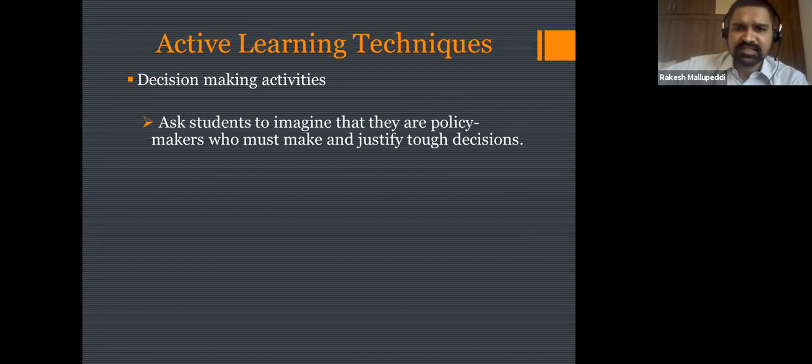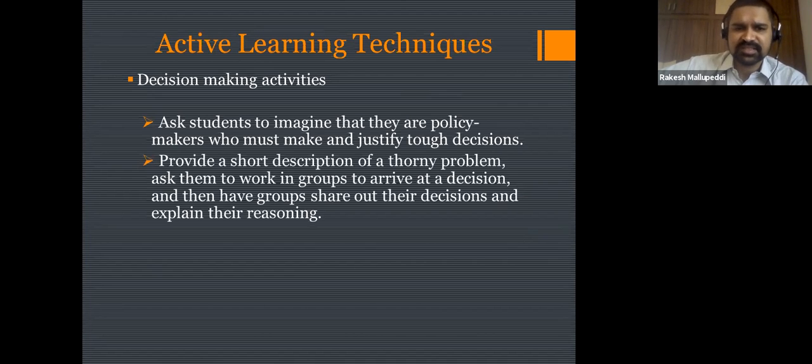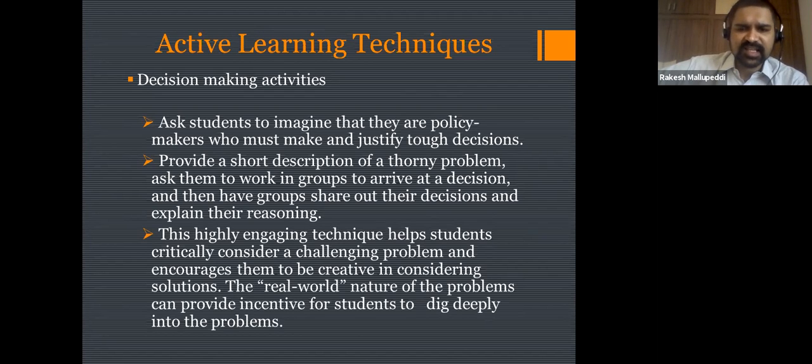Ask students to imagine that they are policymakers who must make and justify tough decisions. Provide them a short description of a thorny problem, ask them to work in groups to arrive at a decision, and then have groups share out their decisions and explain their reasoning. It is a highly engaging technique that helps students critically consider a challenging problem and encourages them to be creative in considering solutions. The real world nature of the problems can provide incentive for students to dig deeply into the problems.